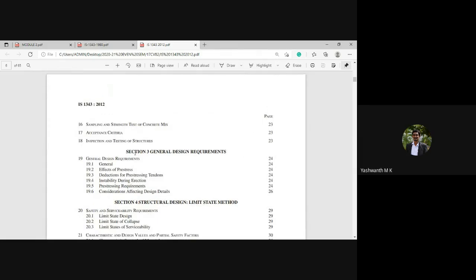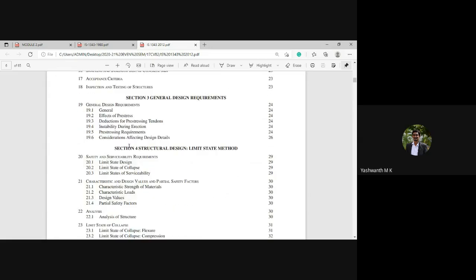In section 3, general design requirements, that is in general the effect of pre-stress, reduction for pre-stressing tendons, instability during erection, and pre-stressing requirements. All those things are discussed in section 3, general design.